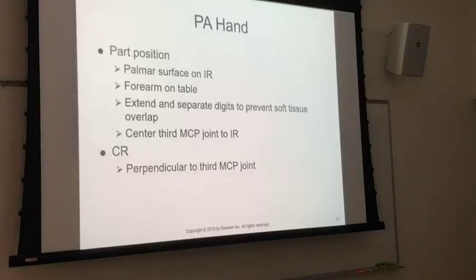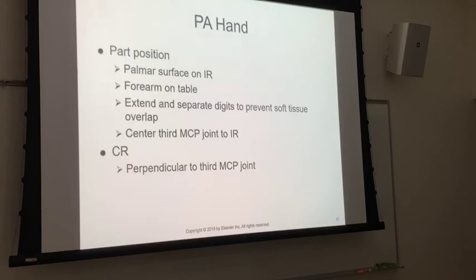All right, so central ray again is going to be to the middle of the anatomy, palmar surface on the image receptor, forearm on the table. Now, the reason they point out forearm on the table is because maybe the patient doesn't want to sit down, right? The patient walks in, they say, I can just put my hand right there, right? And they're at an angle like so.